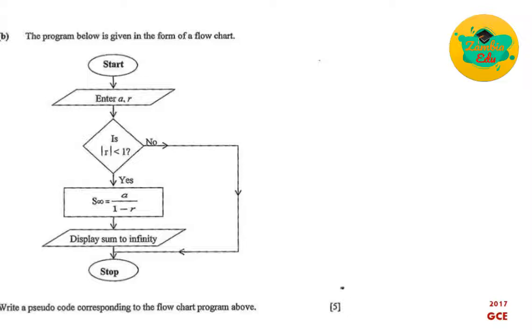It has start, then enter A, R, is R less than 1. If no, you go to the very end. If yes, sum to infinity equals A over 1 minus R, then display sum to infinity, then stop. The question says, write a pseudocode corresponding to the flowchart diagram above.